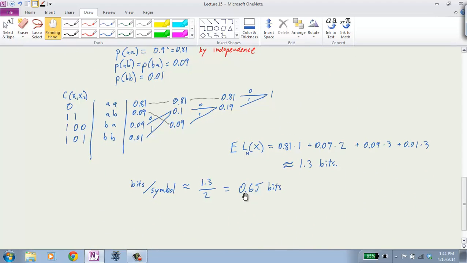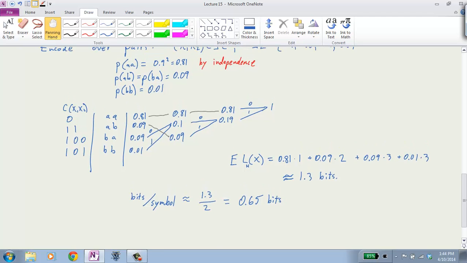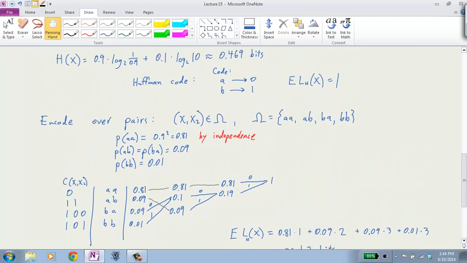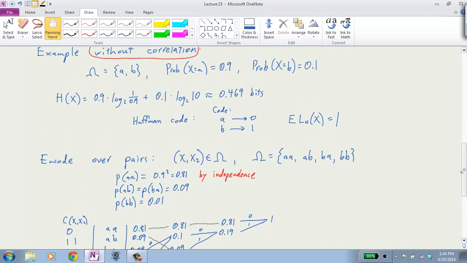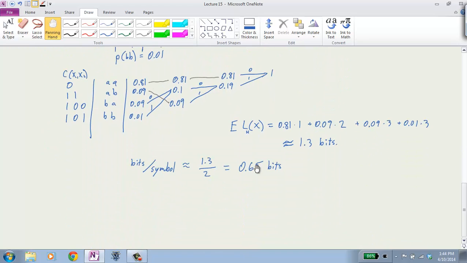So we see that we've encoded over blocks. There was no correlation, so we're not taking advantage of the correlation here. We're just taking advantage of shrinking that gap towards entropy. We're still above the entropy. Remember, the entropy was almost a half bit, and we're still a little bit above that. Now how could we get closer, do you think, to the entropy?